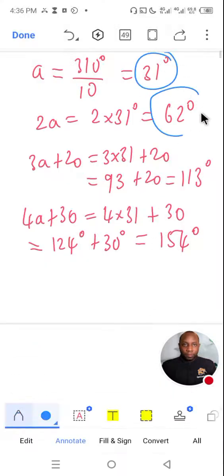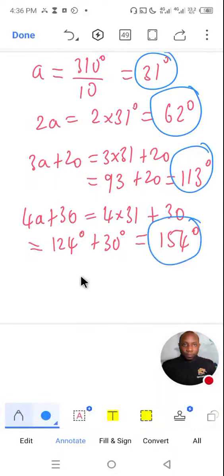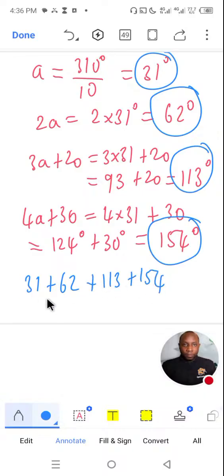31, 62, 113. See, it's good if you can quickly add all the angles to be sure that what you've done is correct. Do not just get your answers and leave it like that. It's good to always test if everything is in order. Okay, so let's quickly add all the angles. So 31 plus 62 plus 113 plus 154. Let's see if all these angles will give us 360. If it doesn't give us 360, then there's something wrong somewhere.